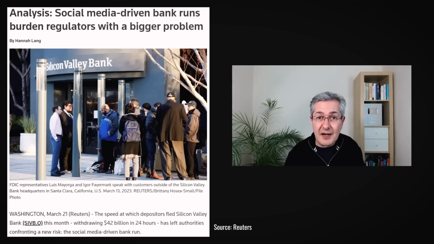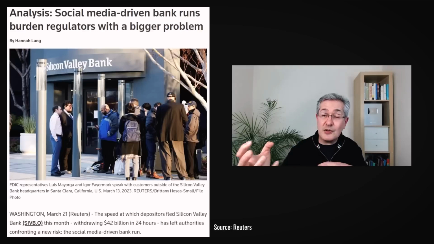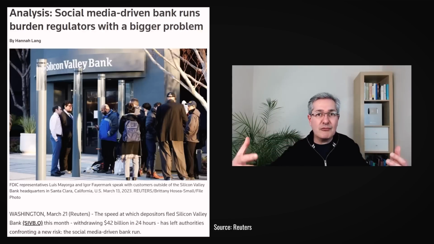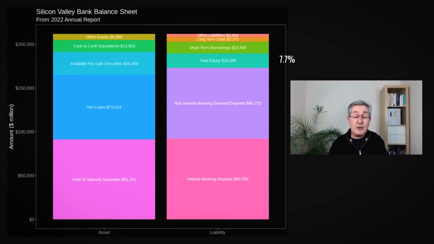Now, this is amplified in the age of social media, when if there is a concern, people will start to take out money all at once because the message will get around on Twitter, say, that the bank is going down, and there'll be a big rush to take out their deposits. A recent example was Silicon Valley Bank, and you can see their balance sheet here beside me.